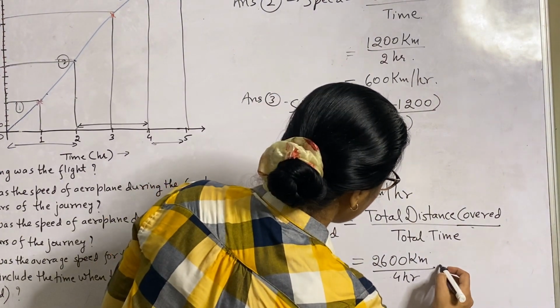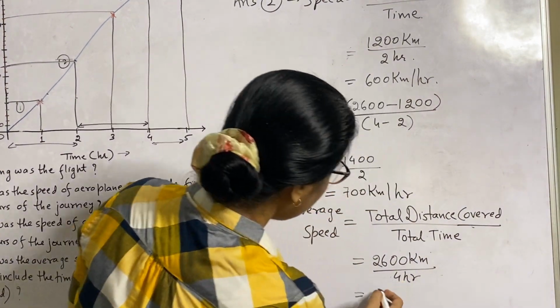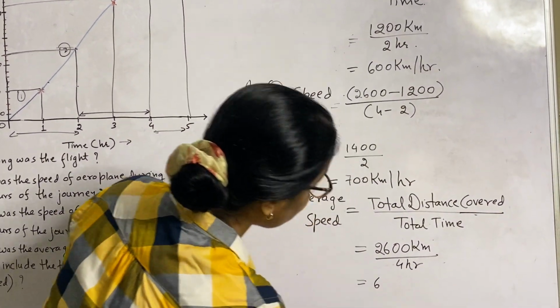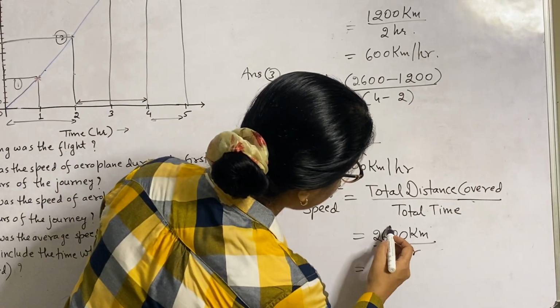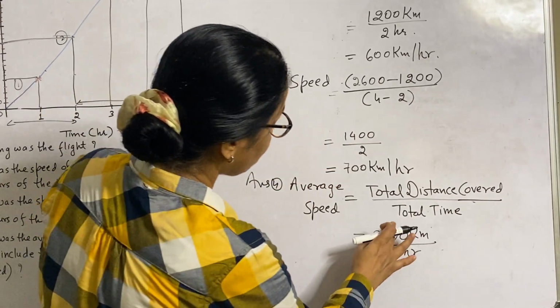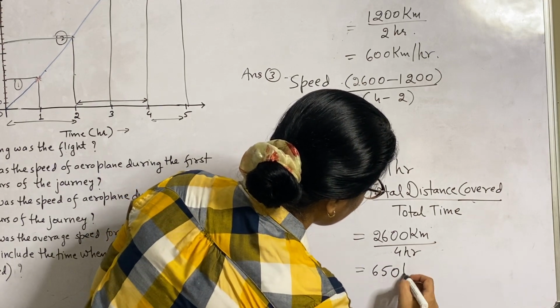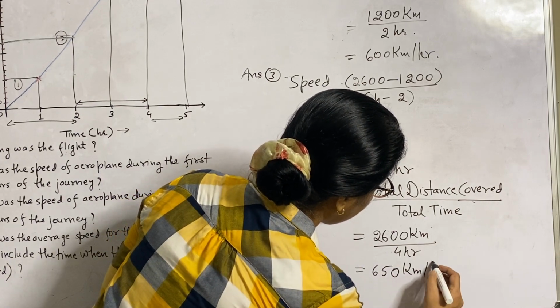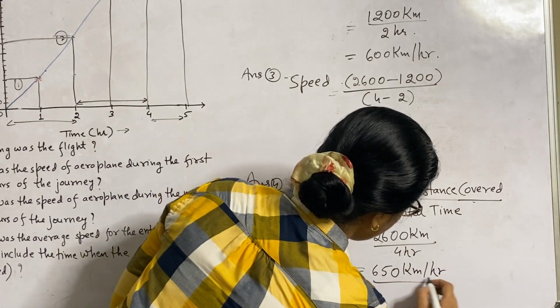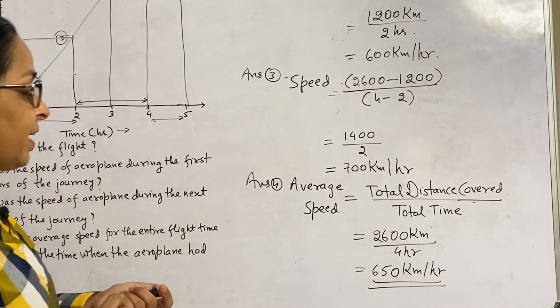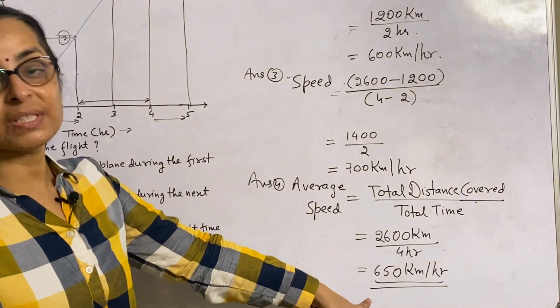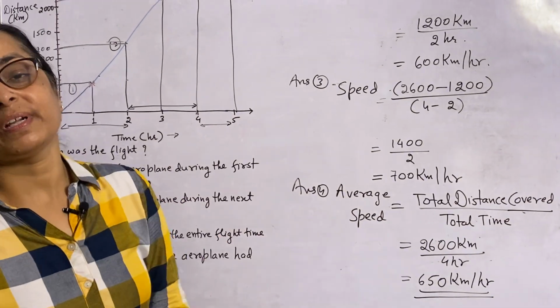What would be our speed? It would be like 4 sixes are 24, then here 2 carried over, so 20, so it would be 4 fives 20 and 0, so 650 kilometers per hour. On an average, our flight was flying at the speed of 650 kilometers per hour.